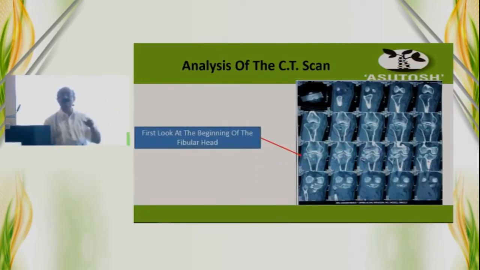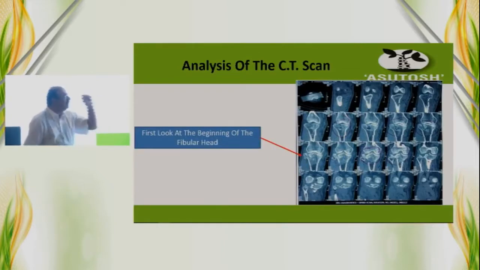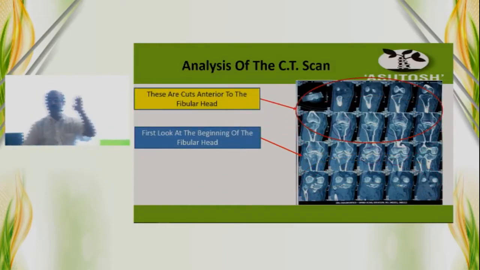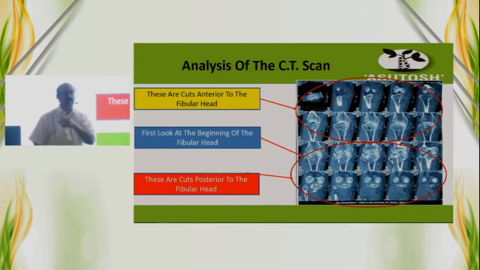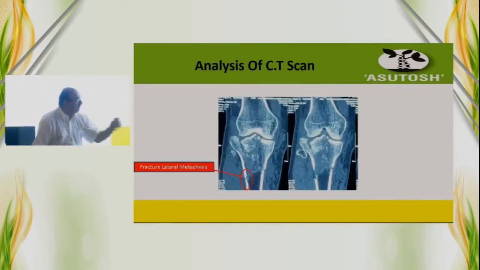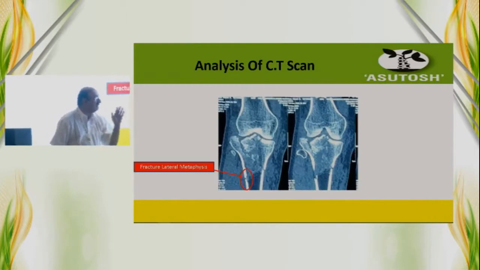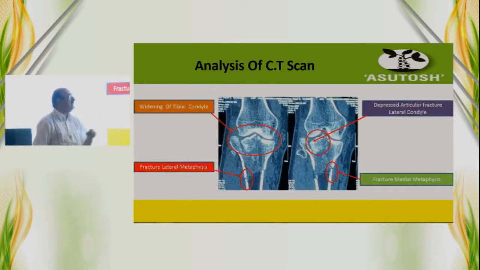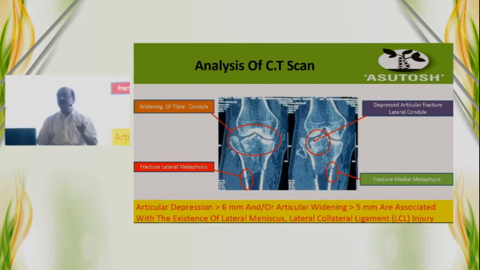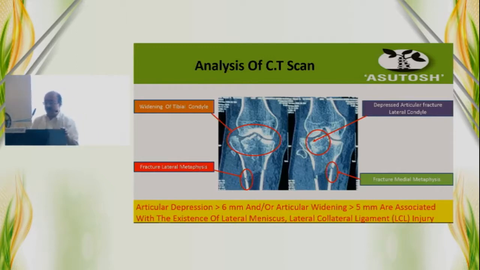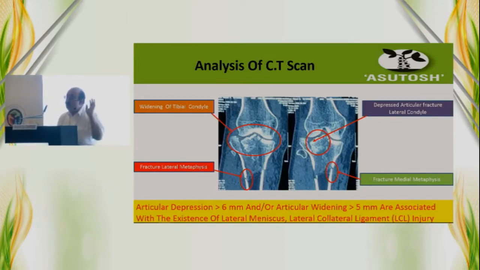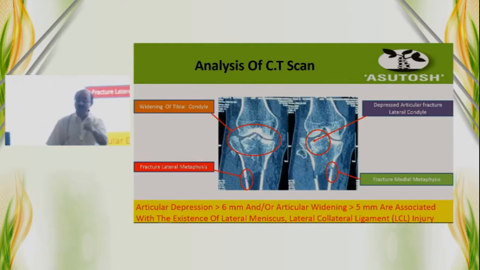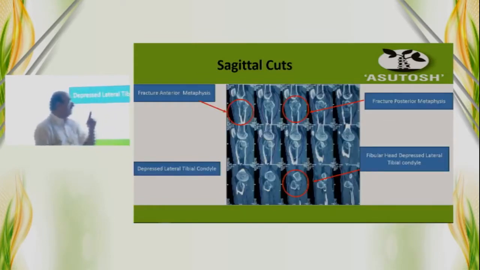Now, how do I analyze my CT scan? I'll first look at the fibula: things that are anterior to the fibula, things that are posterior to the fibula. How do I further analyze? I see where the lateral metaphyseal fracture is, where the medial metaphyseal fracture is, what the depression is, and what the widening is. Remember, this is a hint: any articular depression of more than 6 millimeters may be indicative of a lateral meniscus lying inside the fracture site. We are talking about strategy, and we are coming to the approach.